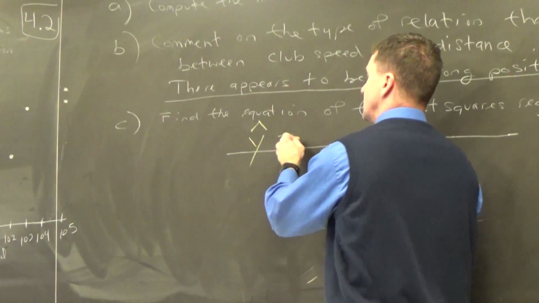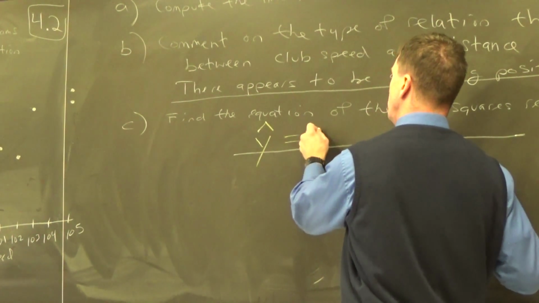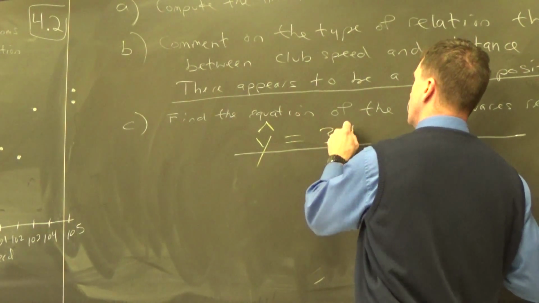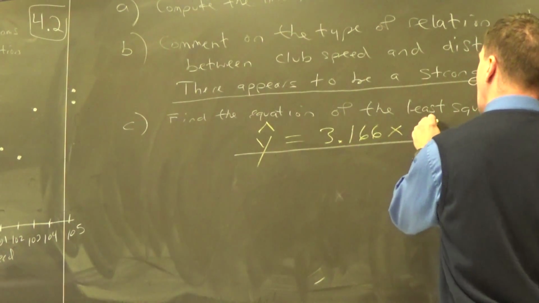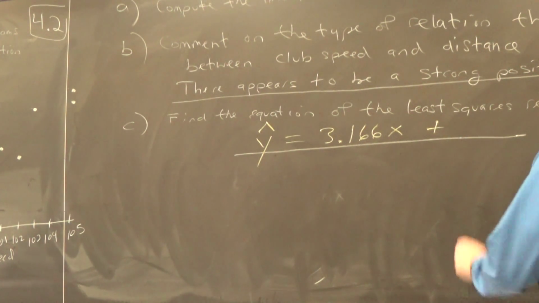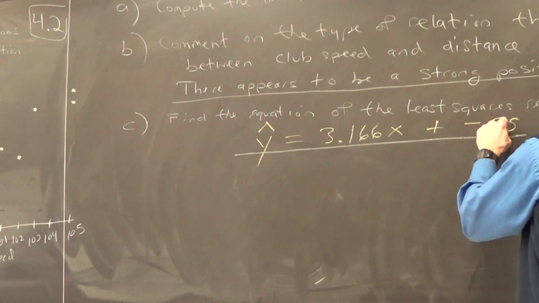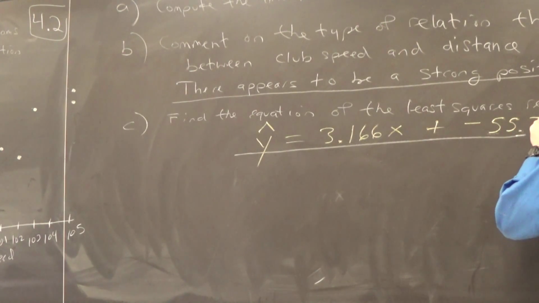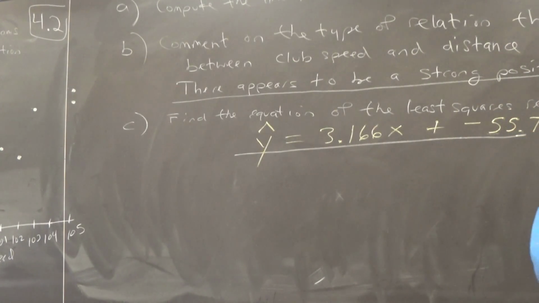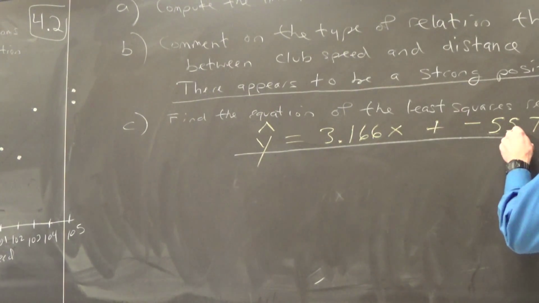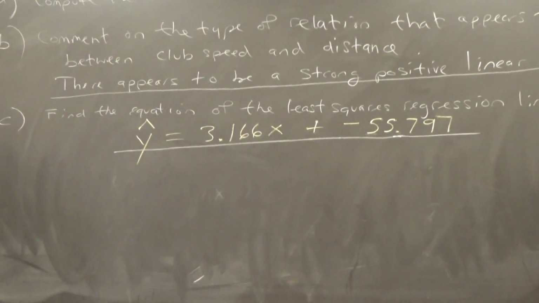Y with the hat on it, right? See, when it's an equation it has to have an equal sign. Y hat equals 3 point, go up 3 numbers. 166. What letter goes next? X. Plus, now you gotta give me the B. Negative 55.779. And one more number, 6. Go everyone. 7. That's it. Awesome. We could write this out further if you want. If you want to go more decimal, you can. And that's called the Least-Squares Regression line.